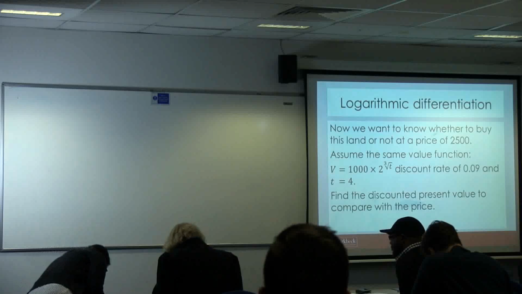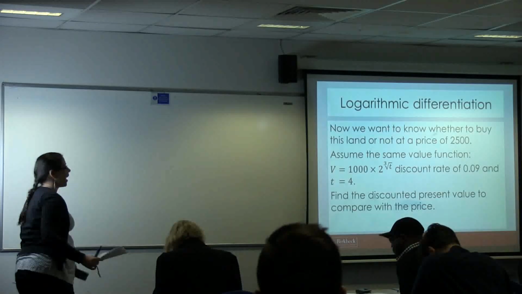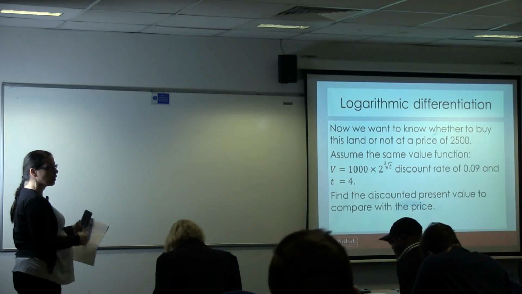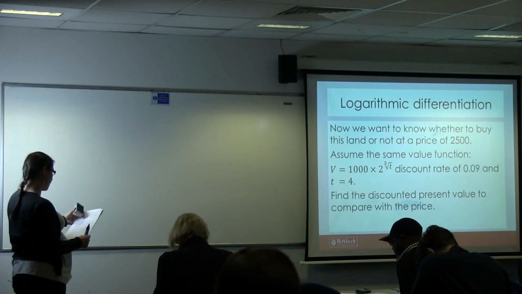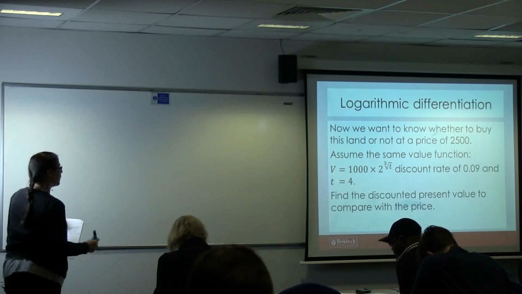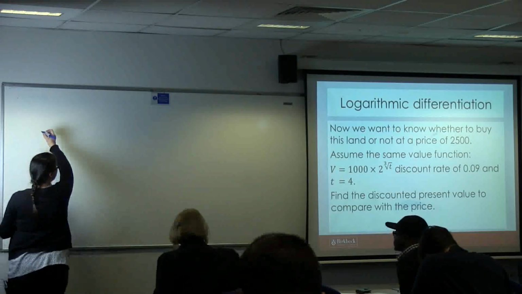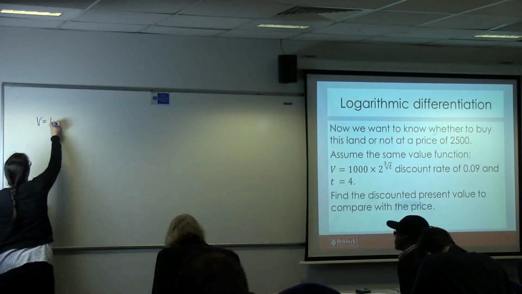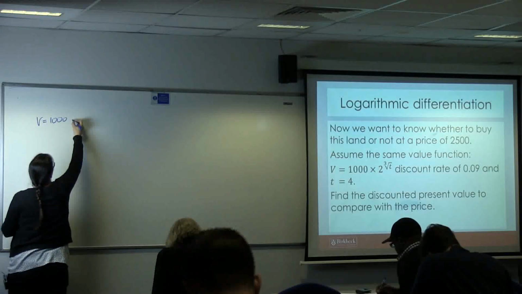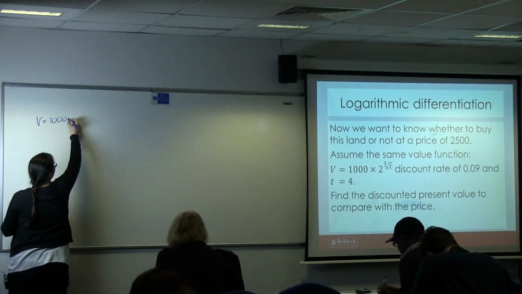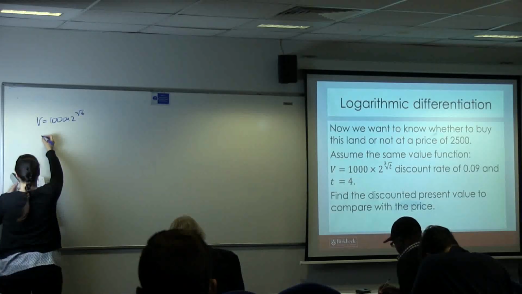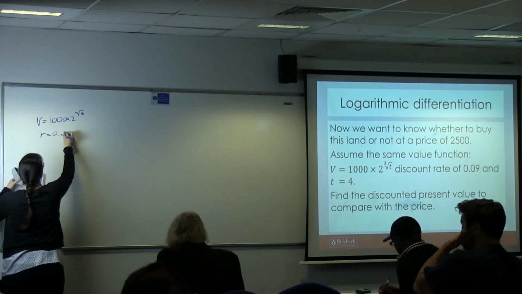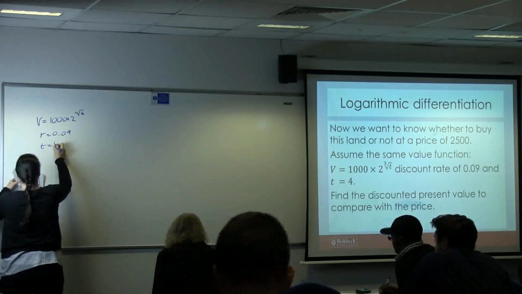But if you wanted to be really precise, the 4.11 would probably give you a better comparison. Okay, so we know that V is equal to 1,000 times 2 to the cube root of t. We also know that r is 0.09. We know that t is 4.